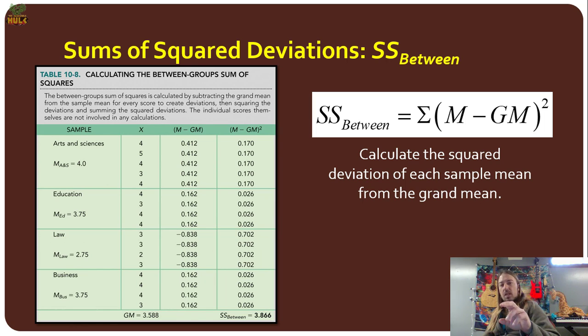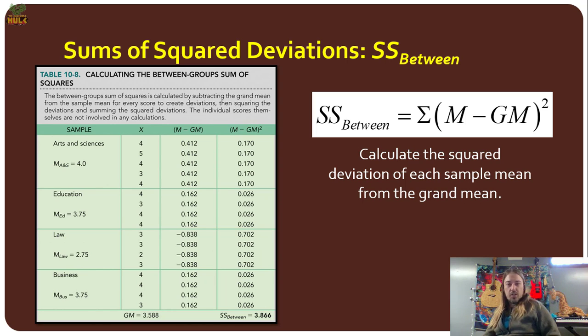And so the mean minus the grand mean that's being done there in that first row is the mean of the group, the 4.0 for arts and sciences, minus the grand mean that we calculated earlier, 3.588, and you get 0.412. But notice that that same number gets written on 5 rows, 1 row for each score in that group, right? So you have to do that 5 total times for the 5 scores that are in that group. Square all of those deviations, then write all those down.